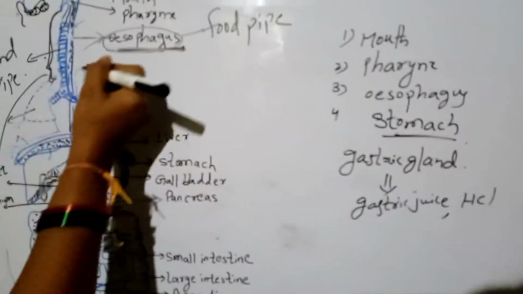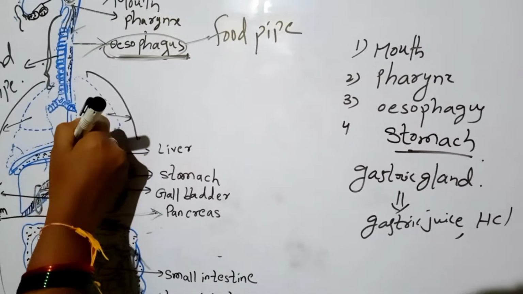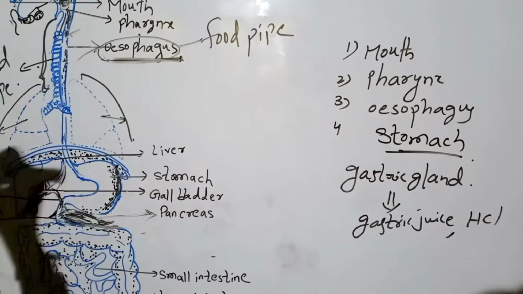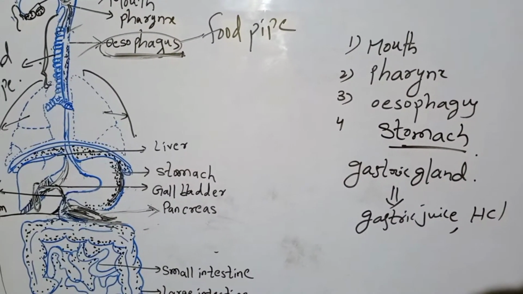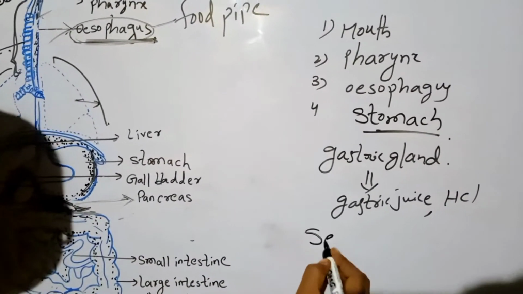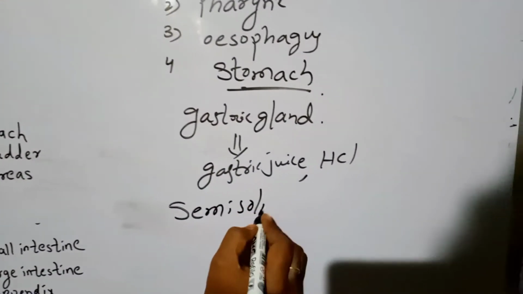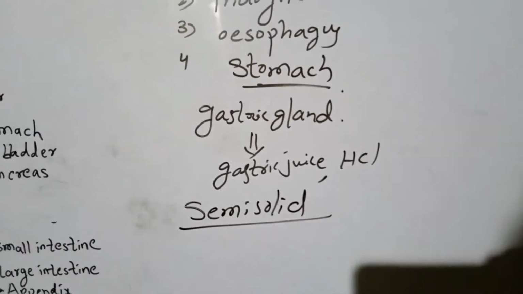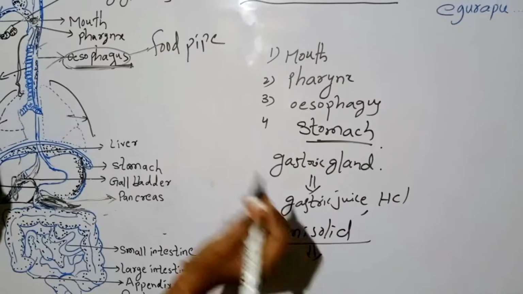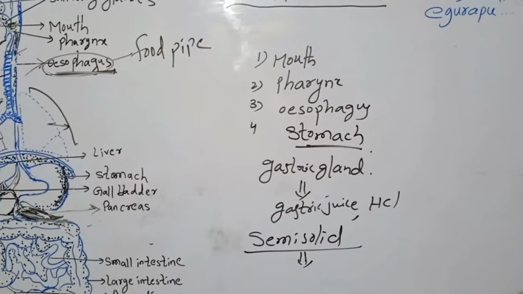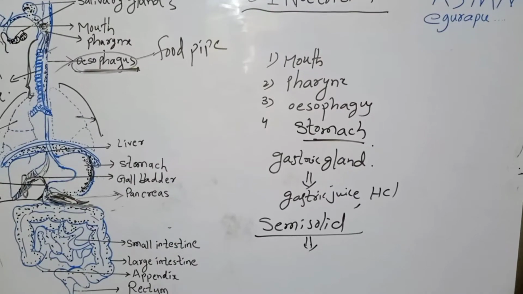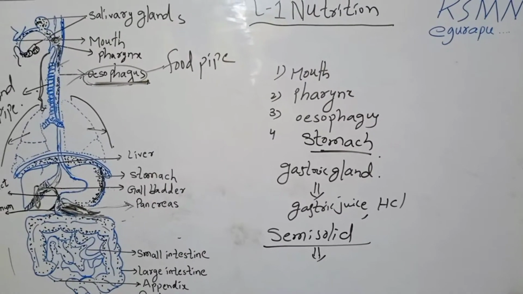The food which enters from the esophagus to the stomach gets churned with HCl. Now the food is in a semi-solid condition. What is the meaning of semi-solid? Semi-solid means neither solid nor liquid. It is the intermediary state between solid and liquid state.